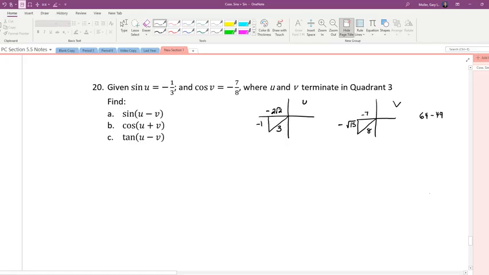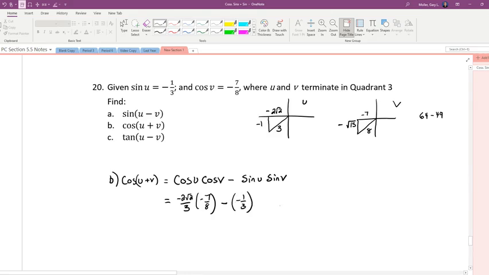I'll do one of them. Let's do B. So the cosine of u plus v. Don't forget this is the one that has a negative inside of it. So cosine u cosine v minus sine u sine v. The cosine of u is negative 2 root 2 over 3, and the cosine of v is negative 7/8, minus the sine of u is negative 1/3, and the sine of v is negative root 15 over 8.